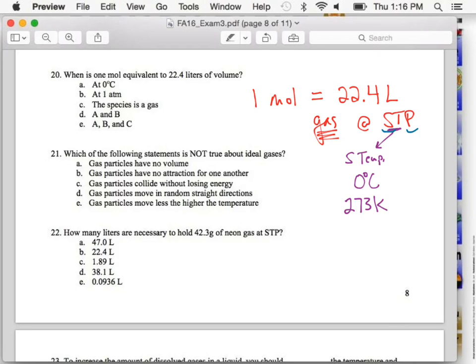SP stands for standard pressure, and our standard pressure is 1 atm. So as far as our answers go, we have 1 atm, the species is a gas, both of those are true, 0 degrees Celsius. So the answers are A, B, and C.